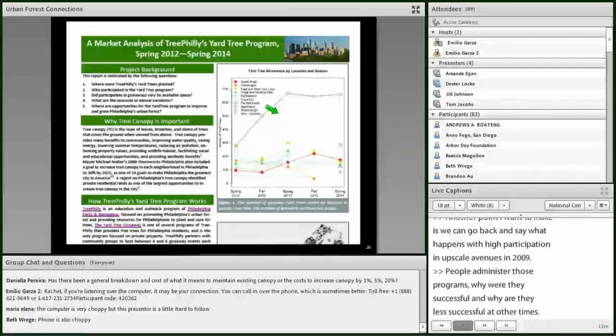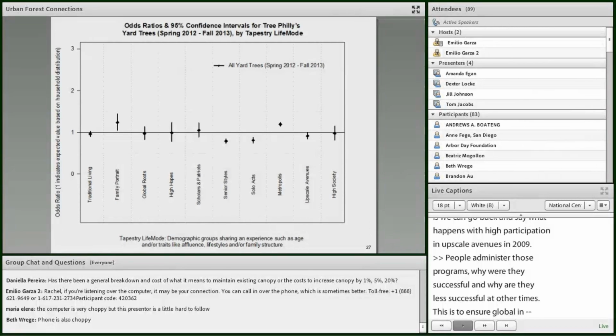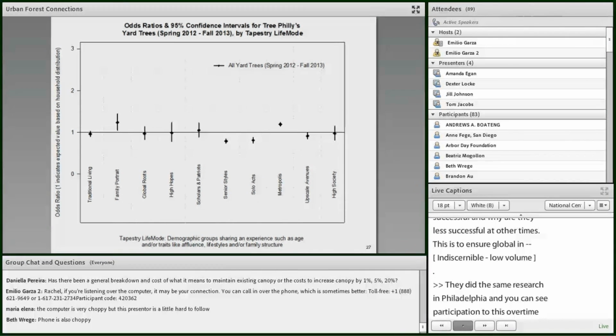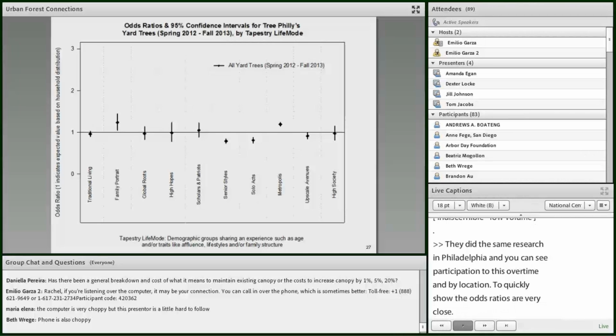We've also done the same research in Philadelphia, and again, you can see participation changes over time and by location. That's the graph on the right. And just to quickly show, the odds ratios are all very, very close to 1. Senior Styles is slightly underperforming, as is Sloax, whereas Metropolis and Family Portrait are sort of overperforming for Tree Philly's tree giveaway program.